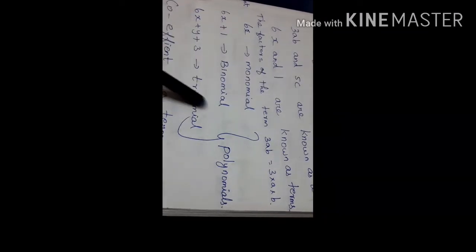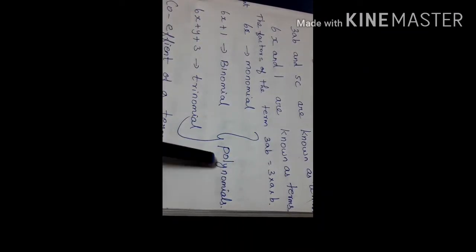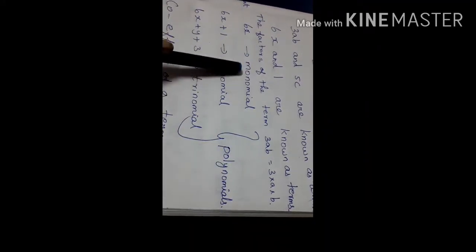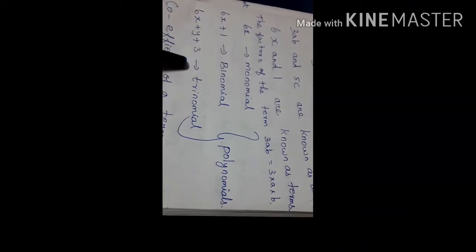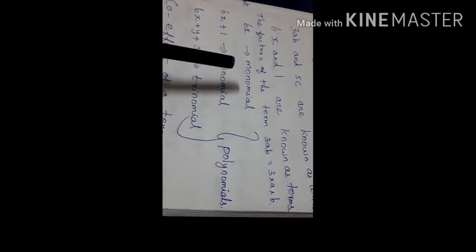But we may have 1 or 2 or 3 or more terms. All of these we call polynomials. This is a very, very important term. We have one term, or two terms, or three terms, or more than three terms. It is called a polynomial. Do you understand?